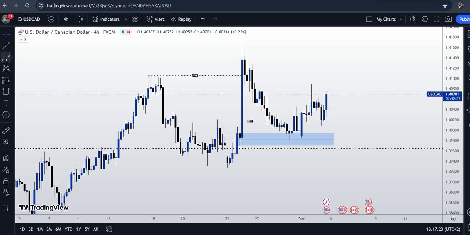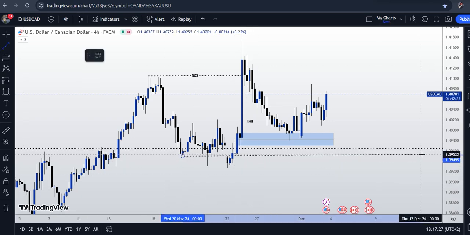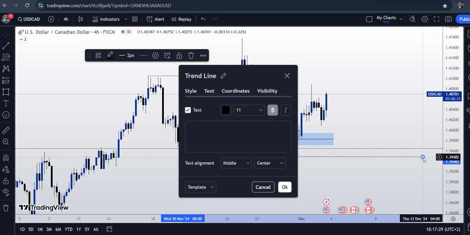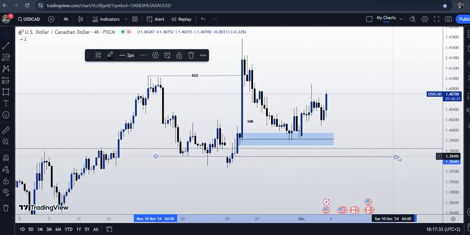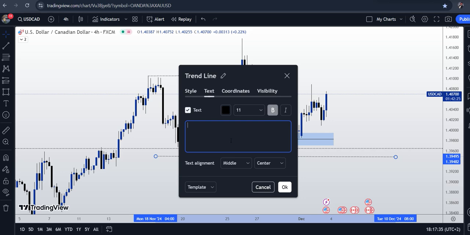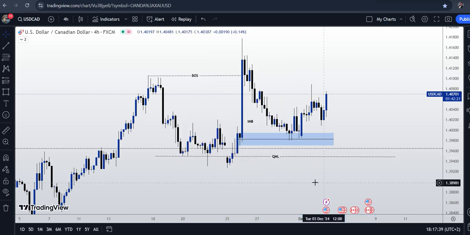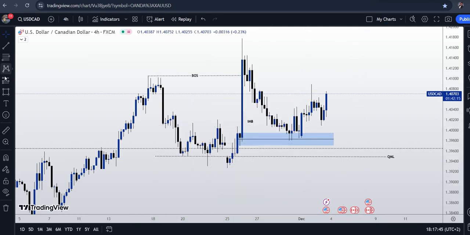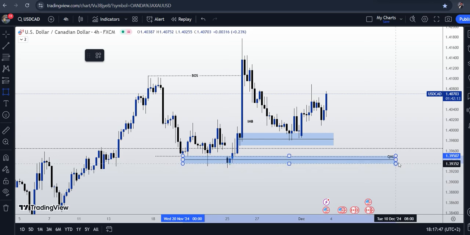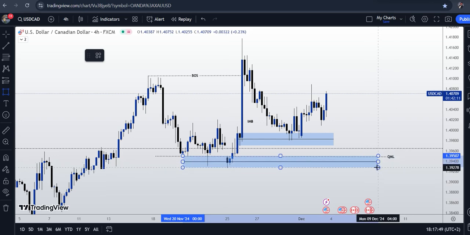Then on the lower part, we also have a QML level here. So in a case where price does not respect the rally base rally, then the other area we're going to look at is the QML level, which is under the shadow codes. So we now also mark this area from there.